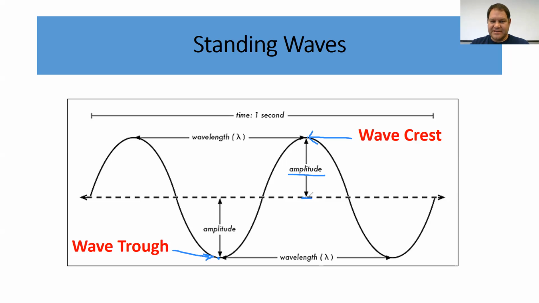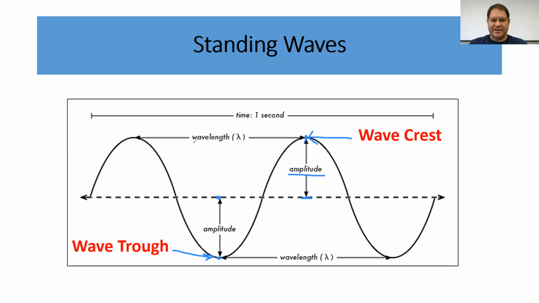So the midline to the top of the wave crest, that distance is the amplitude. You can also get the amplitude from the midline to the very low point of the trough, okay? And that distance from midline to trough or midline to crest is the same amplitude, same distance.